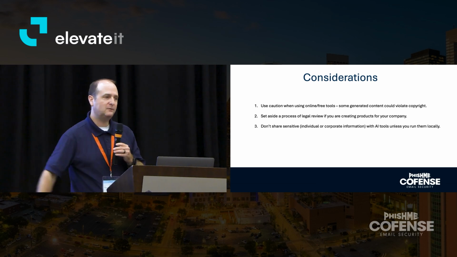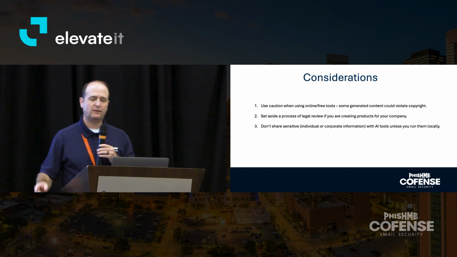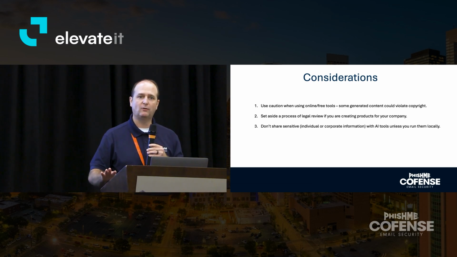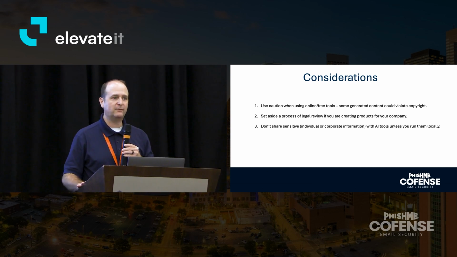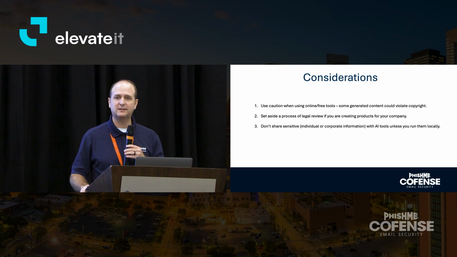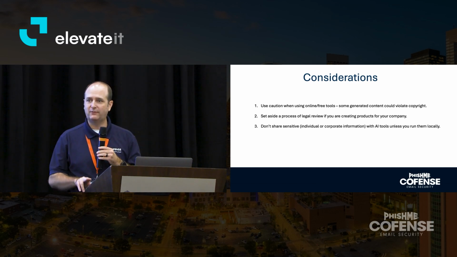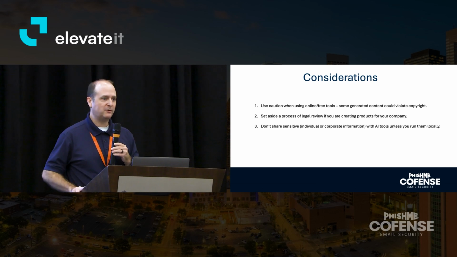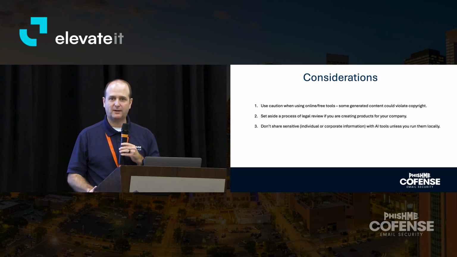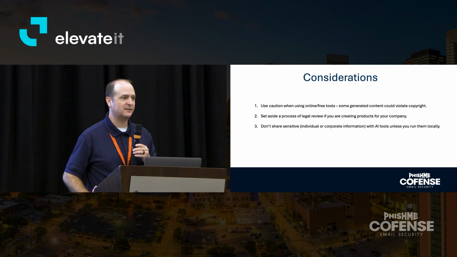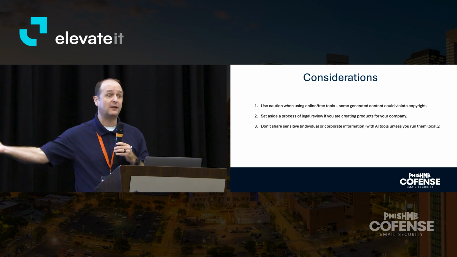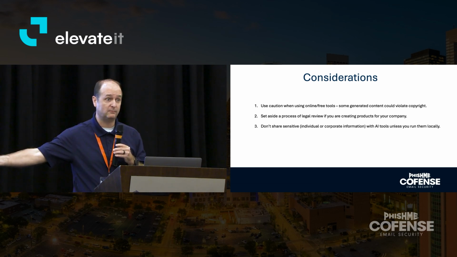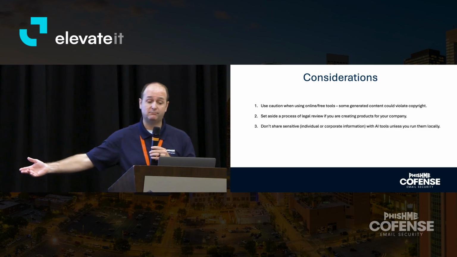And then third, don't share sensitive stuff with an AI that you don't control the infrastructure. So if it's a service running on the internet, don't give it sensitive corporate information. Don't give it sensitive IP. Don't give it information about yourself because it's going to use that information to train itself and it may end up in the output that it gives somebody else down the road. It may not be immediately, but it'll be someday.